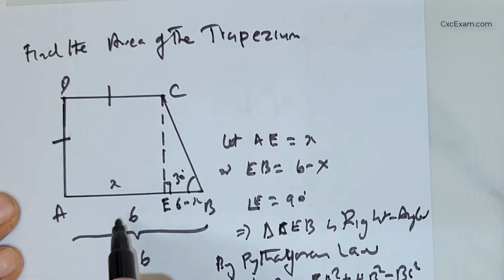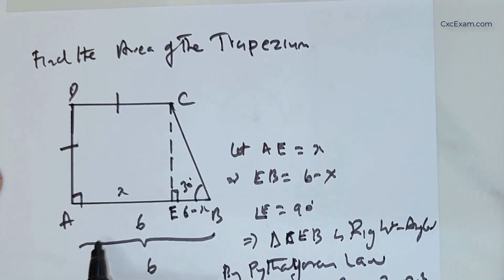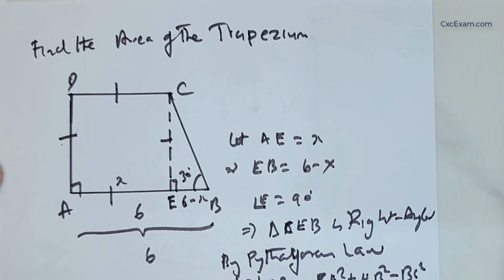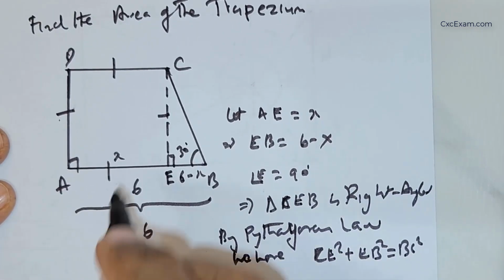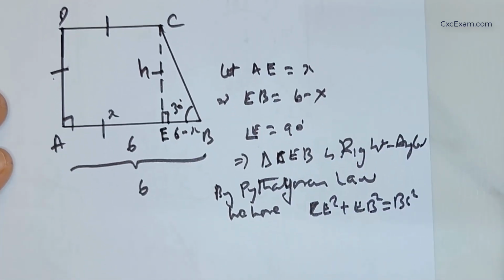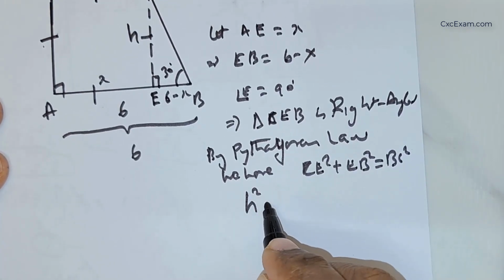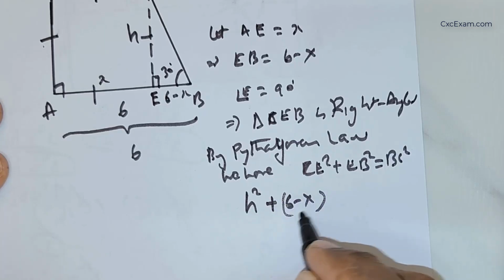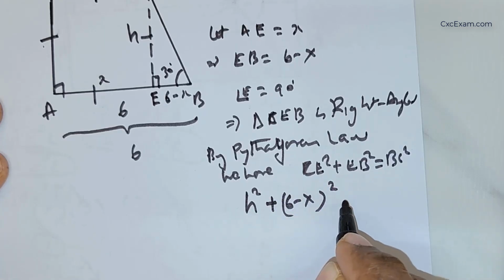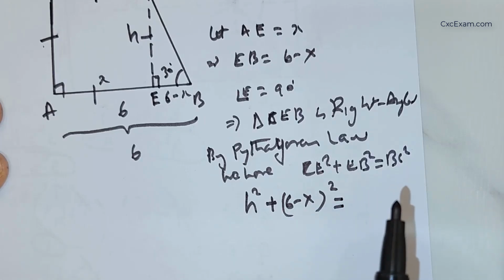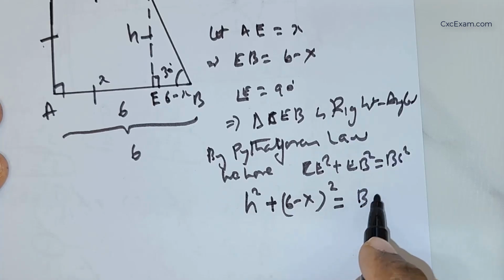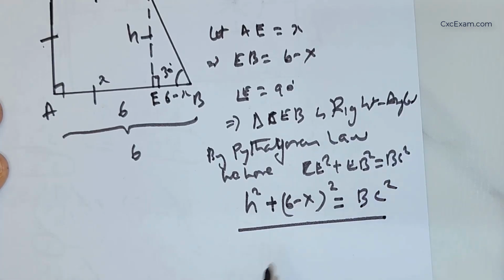CE squared, now this is 90. Since this is a perpendicular, this side will be the same as this side. So we take this length as height, h squared, plus EB squared, which is (6 minus x) the whole squared, is equal to BC squared. Now the problem is we are unsure of BC. We do not know what BC squared is.